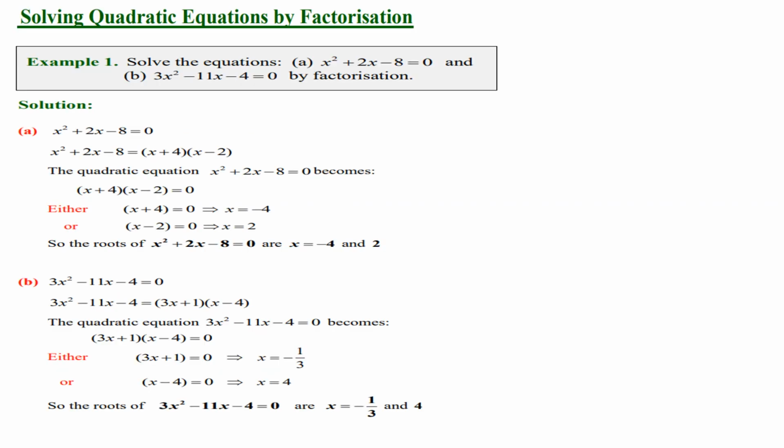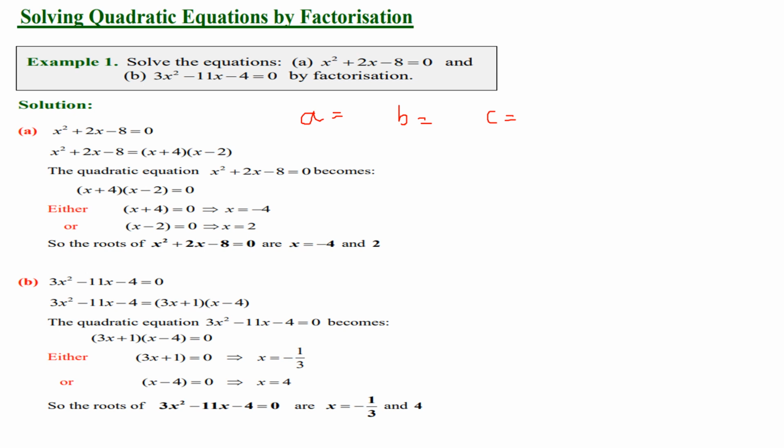The first method is factorization. So, example 1: solve the equation x squared plus 2x minus 8 equal to 0. For this method, we need to factorize the equation. To get the factors, I'm going to explain with a simple idea. First you have to identify what A, B, and C are, I mean the constants in the given equation.